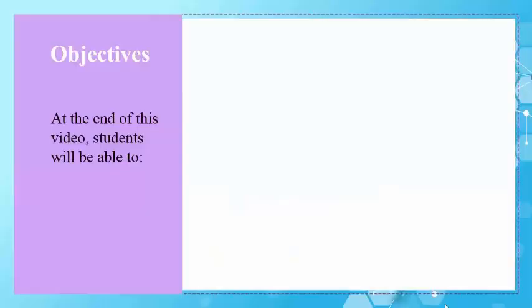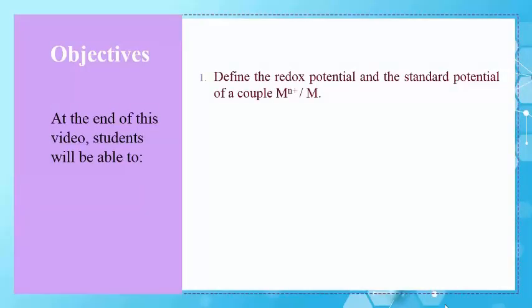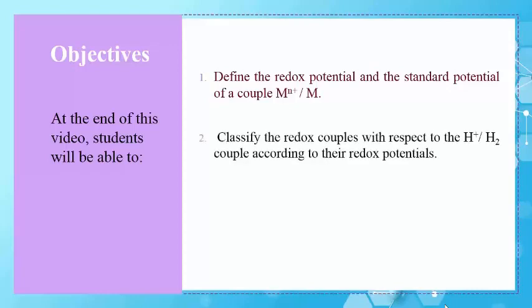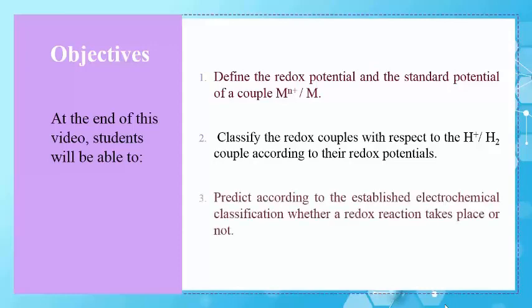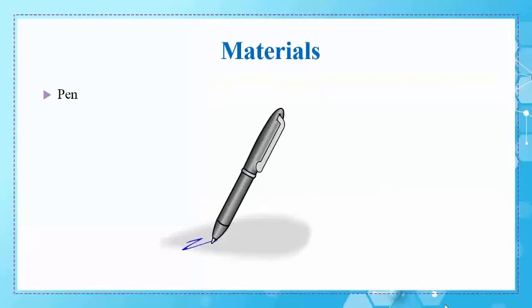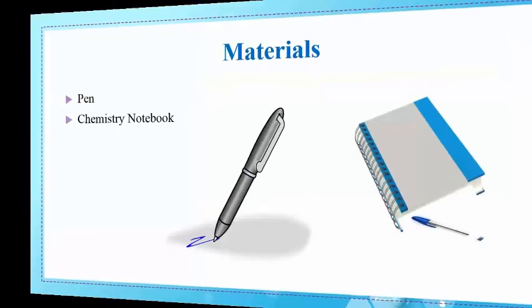At the end of this video, you will be able to define the redox potential and the standard potential of a redox couple, to classify the redox couples with respect to the hydrogen couple according to their redox potentials, and to predict, according to the established electrochemical classification, whether a redox reaction takes place or not. Please make sure to prepare your pen and a notebook in order to take notes.